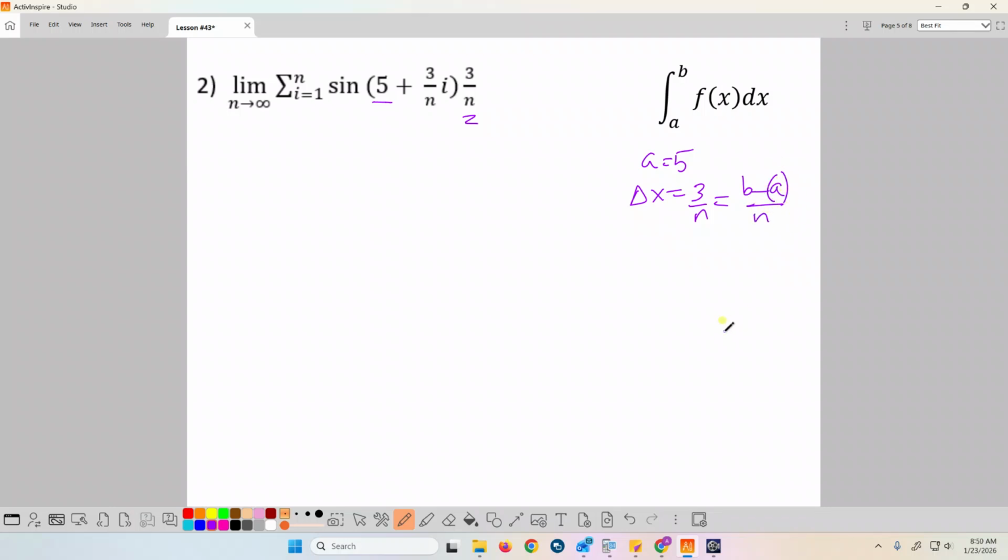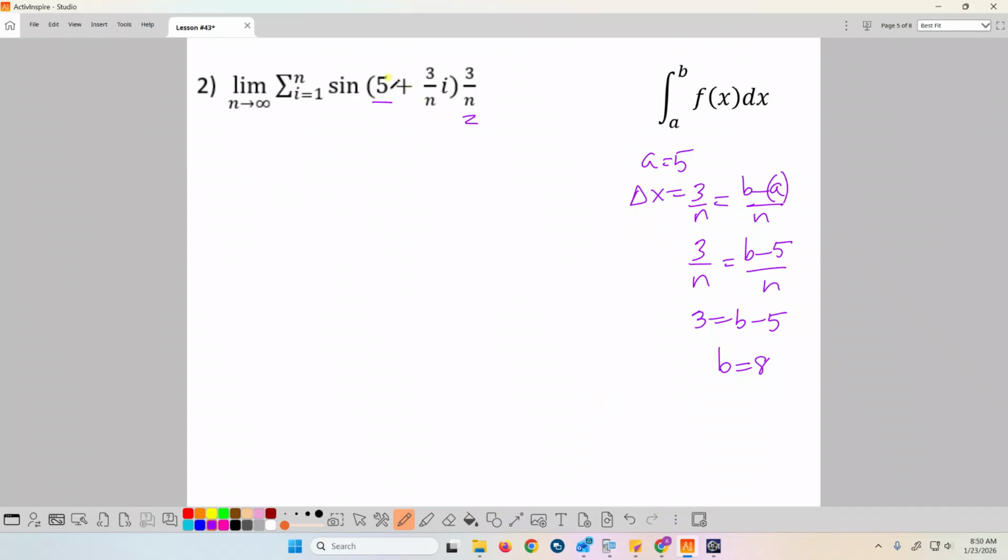So if you plug in your a value, which is 5, we get b minus 5 over n. Remember, if we multiply n on both sides, we can get rid of that, and so we end up with this. And then now we just add 5 to both sides. So we find out that b is equal to 8.